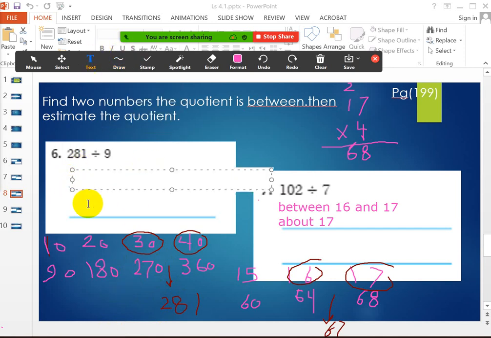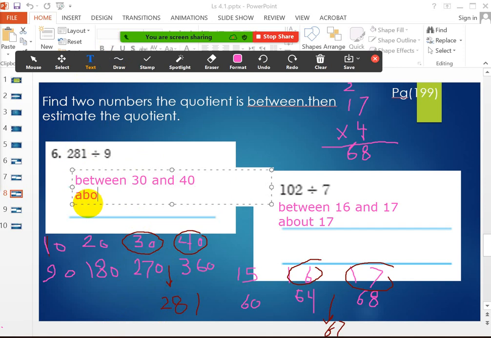Very good. So it will be between 30 and 40, and it's about 30. Okay?